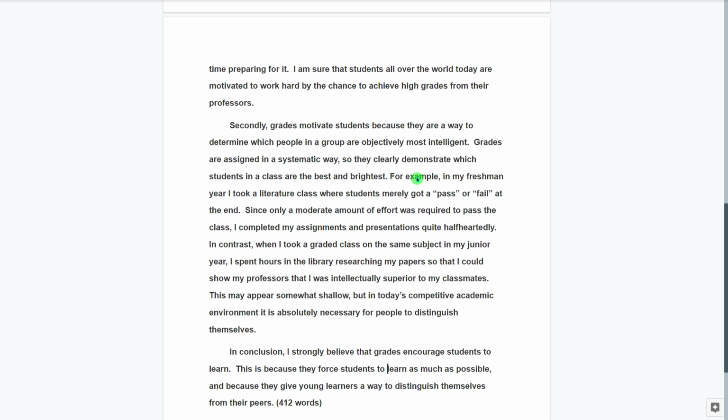And this time I'm not using a whole transitional sentence, I'm just using a phrase, for example. For example, in my freshman year, I took a literature class where students merely got a pass or fail at the end. So as you can see, I began this example by stating when it takes place, in my freshman year.